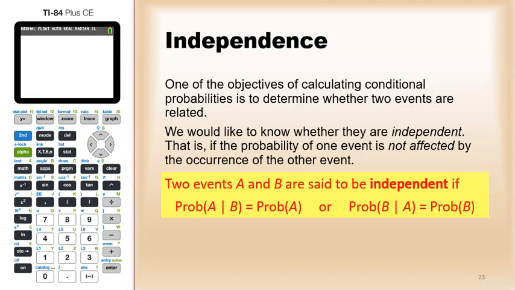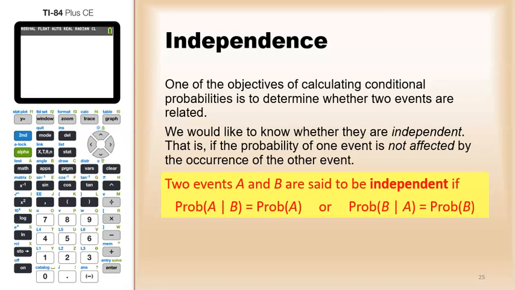One of the objectives of calculating conditional probabilities is to determine whether two events are related. Specifically, we want to know whether they are independent, and by that I mean the probability that one event is not affected by the occurrence of the other event. So, in mathematical formulas, we say two events are independent if the conditional probability is equal to the marginal probability.